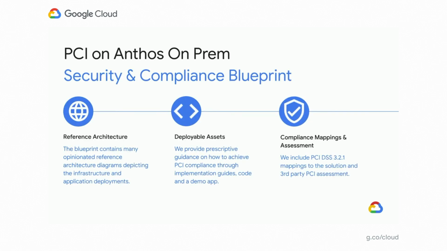The PCI and Anthos blueprint contains many opinionated reference architecture diagrams depicting the infrastructure and application deployments. While they're intended to be used with deployable assets, they also show you how to create diagrams of your containerized cardholder data environments and the boundaries between PCI and non-PCI workloads, which is a requirement in PCI audits. The blueprint also contains different deployable assets. And then we also include PCI DSS 3.2.1 mappings to the solutions and a compliance white paper.